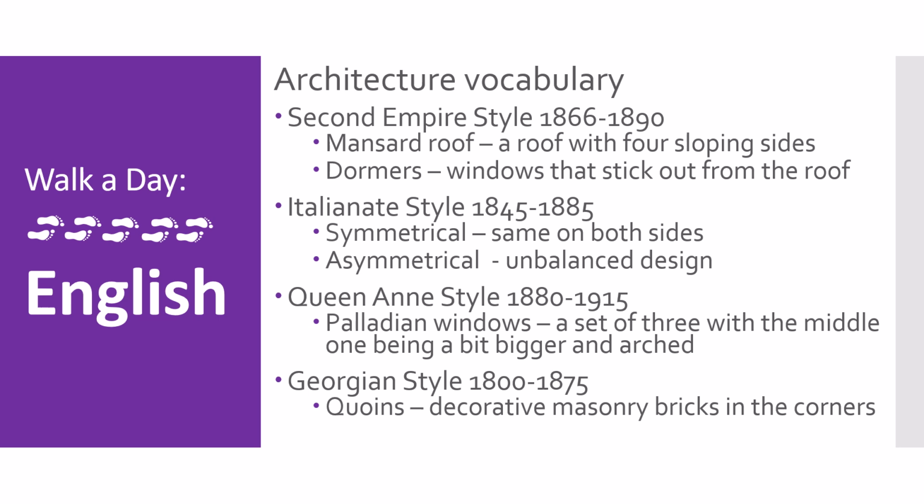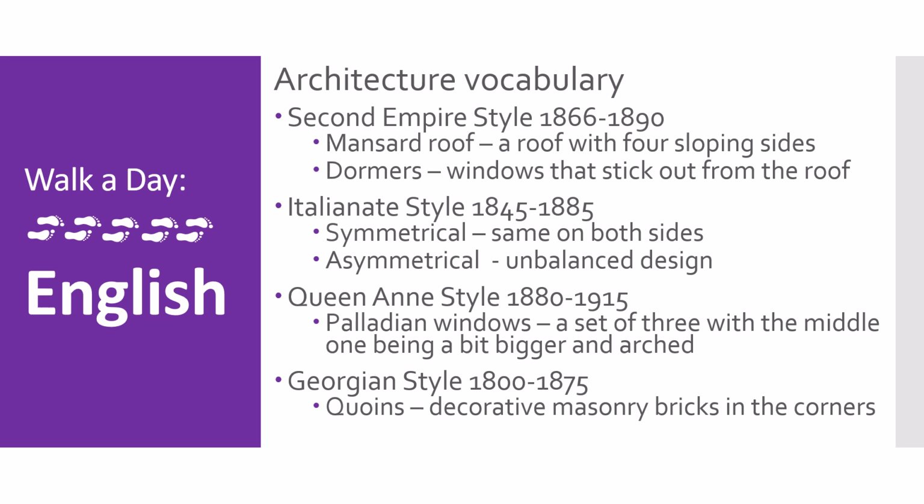And they're also common to have dormers. These are windows that stick out from the roof. When we get into my journal today, I will show you what these look like. Another style that we will see is the Italianate style, which was popular from 1845 to 1885. This style can be seen as symmetrical, where they're both the same on each side of the building or of the door maybe, and they could also be asymmetrical, which is a bit of an unbalanced design.